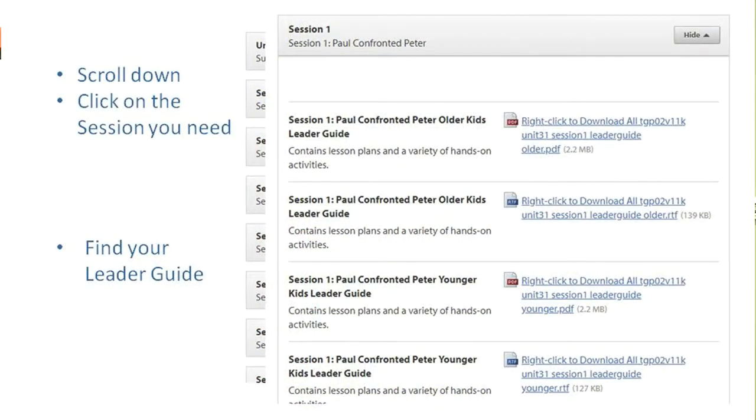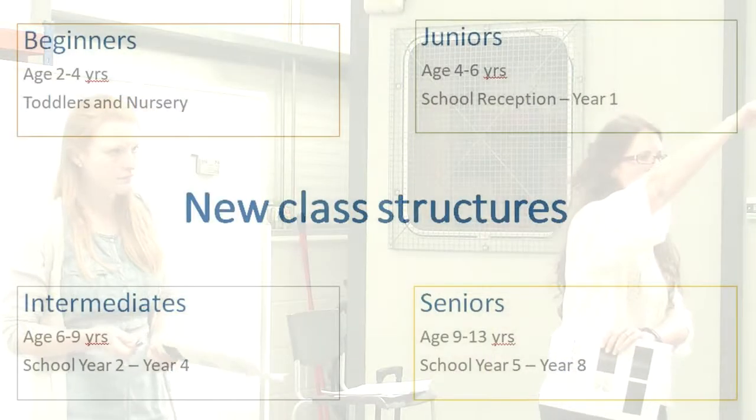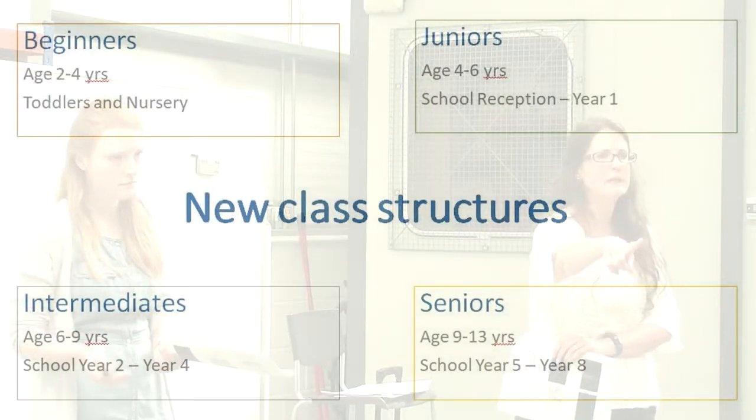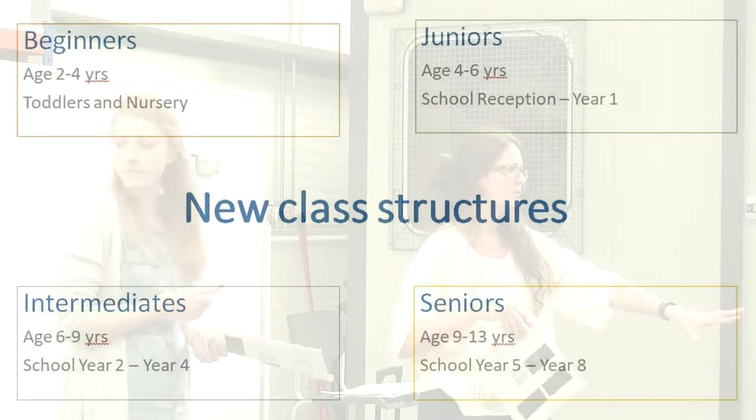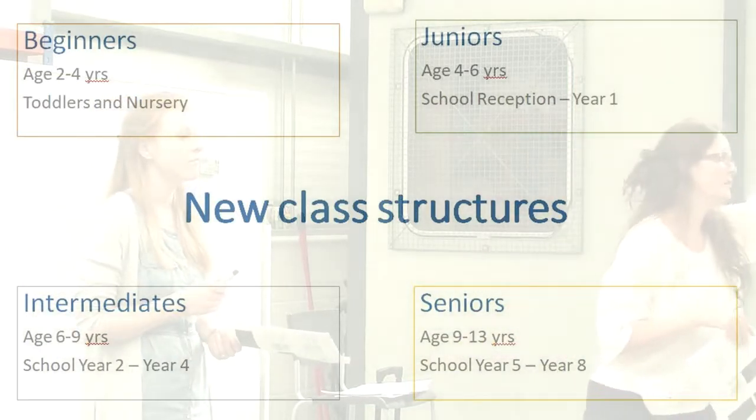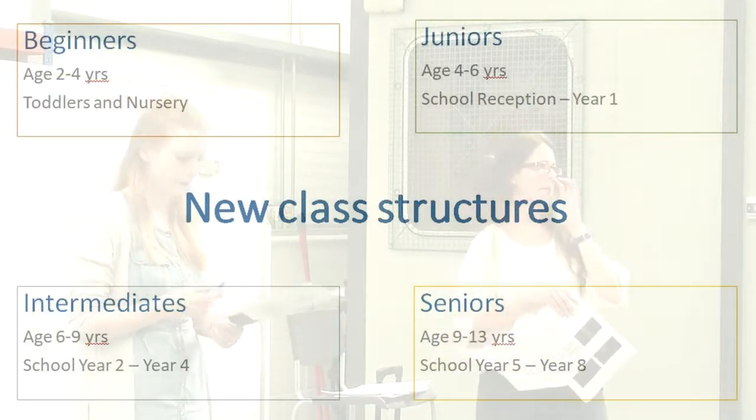Just to point out, the first one says, Session 1, Paul confronted Peter, older kids, leader guide. Are you guys clear about the older, younger? So older kids are seniors. Older kids will be seniors class, younger kids is intermediates, and then you've got preschool for juniors, and the babies will be babies and toddlers. Okay, just so you know.